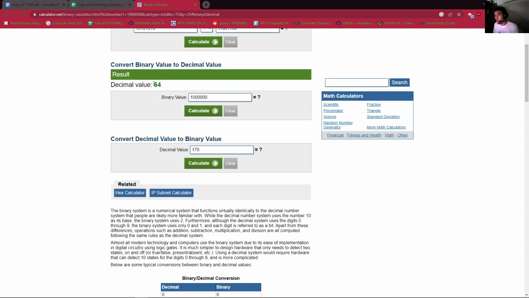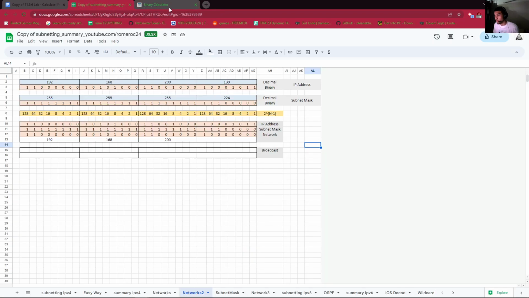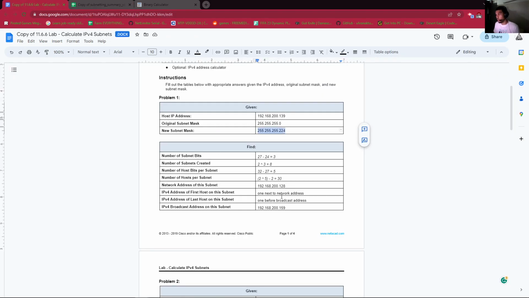You get 64. Oh no, it's not. I'll have to calculate it. So what you get here, we got 128 right here. So 128 times 1, and so we got 128 here. So that's our network address, which is 192.168.200.128.